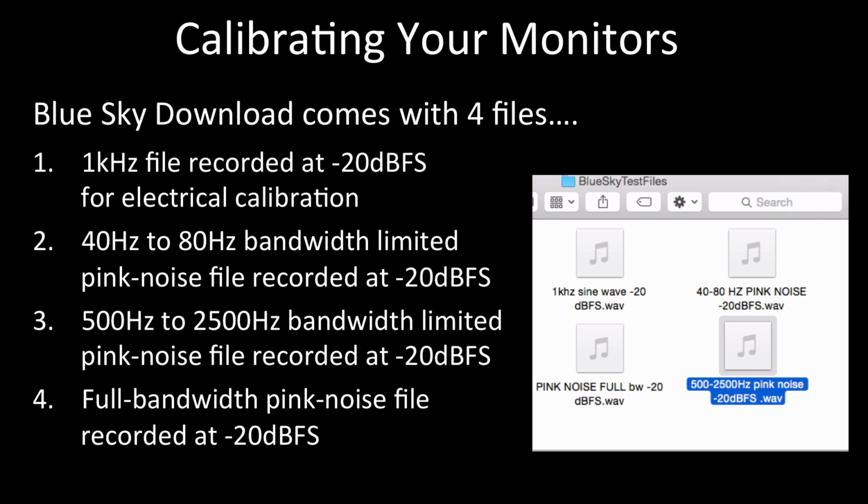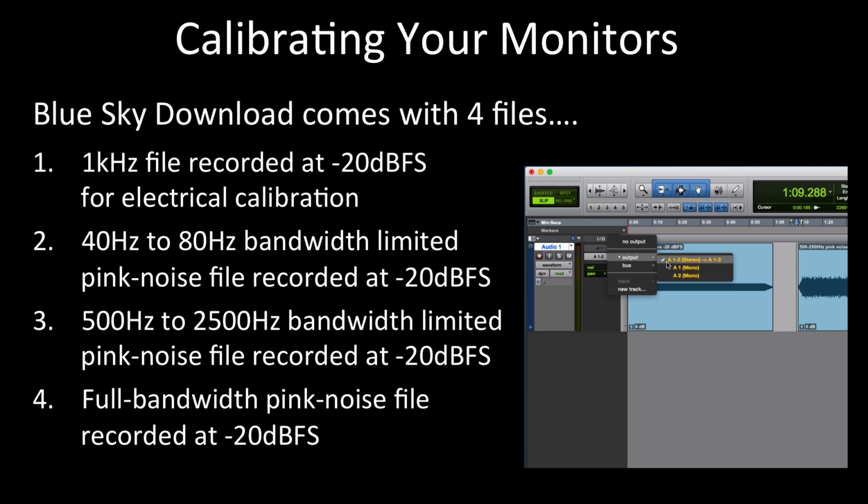Now, all these files are mono files, so what you need to do is to hard assign them to each output, in the case of this stereo system, to the left and then to the right. Don't use any form of pan control, and don't feed them to more than one channel at a time.